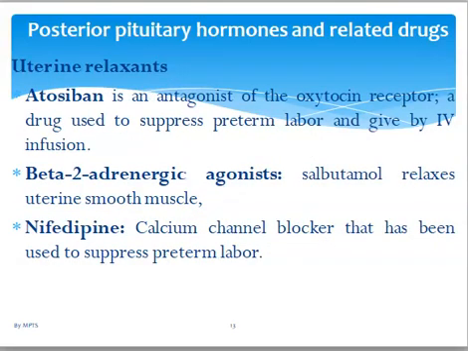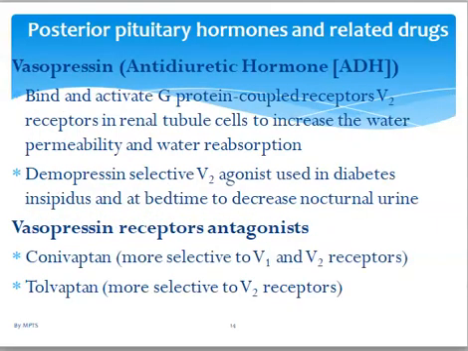Now, let us look at the uterine relaxants. We have atosiban. Atosiban is an antagonist of the oxytocin receptor and is used to suppress preterm labor. We also have, given by IV infusion, the beta-2 receptor agonist salbutamol, which relaxes uterine smooth muscle. We also have nifedipine, the calcium channel blocker, because when you block calcium, you can also suppress preterm labor.